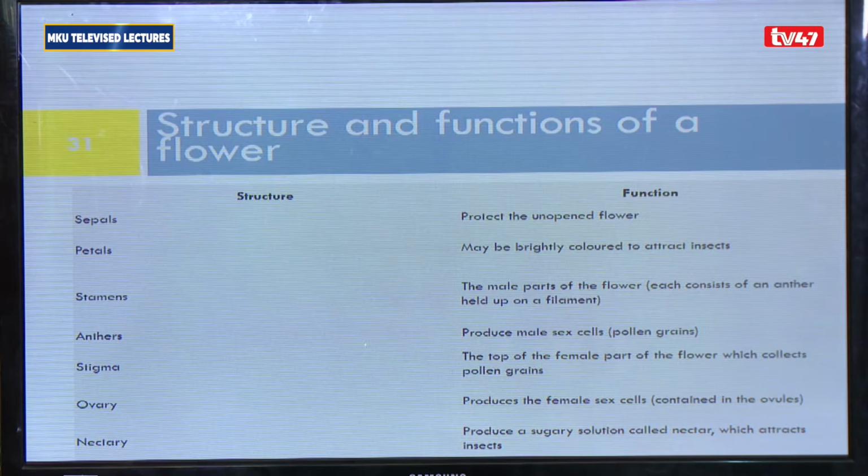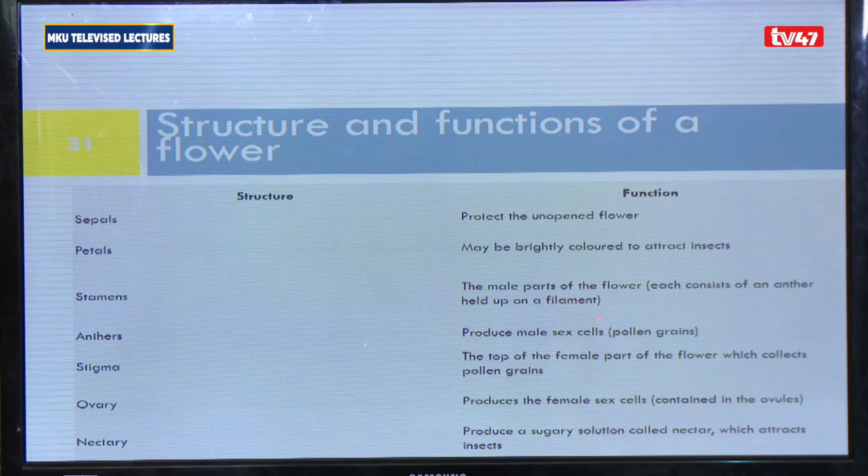Now, for the structure and functions of the various parts of the flower, just to summarize them, we have generally the sepals, which protect the flower in the bud stage and also do photosynthesis. The petals, brightly colored, attract pollinating agents. The stamens are the male reproductive organs within the plant.